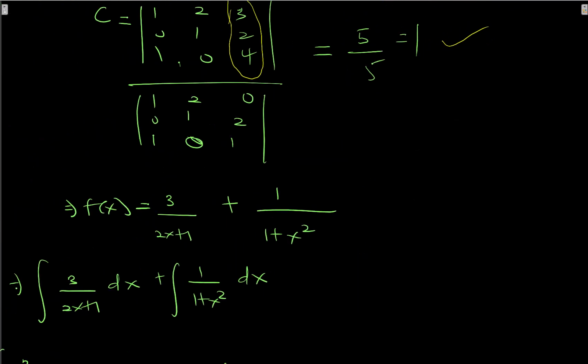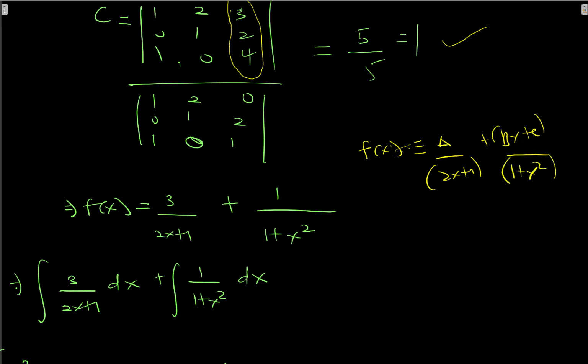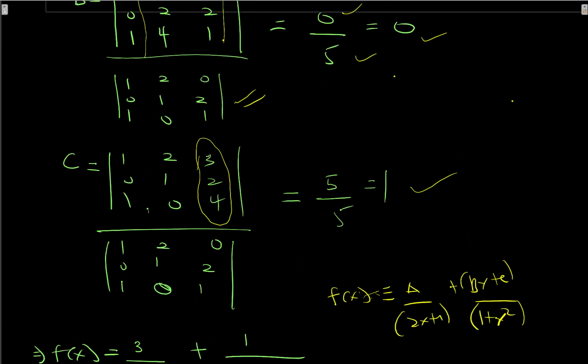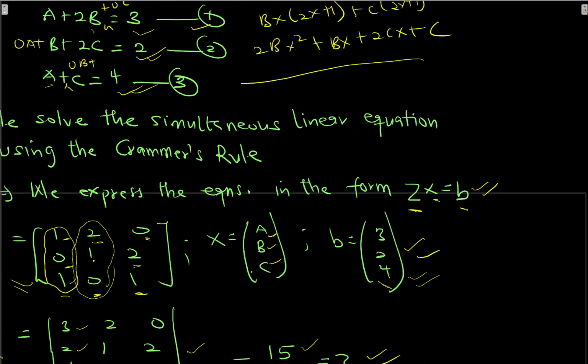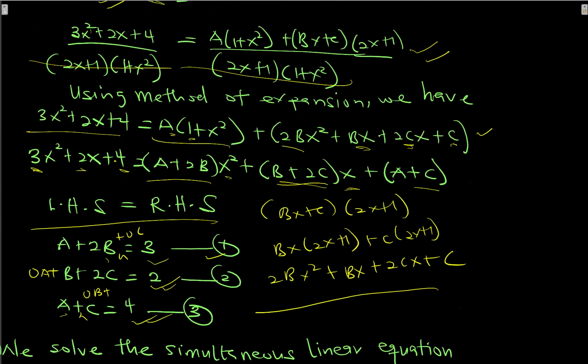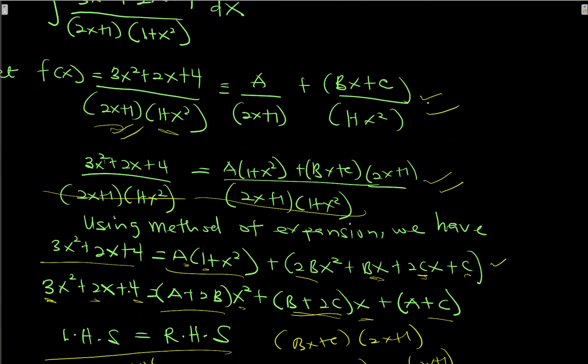So therefore, if you could remember, our f of x should be of the form a over 2x plus 1 plus bx plus c over 1 plus x squared, right? As indicated here. Let's refer. Yes, we have it here.